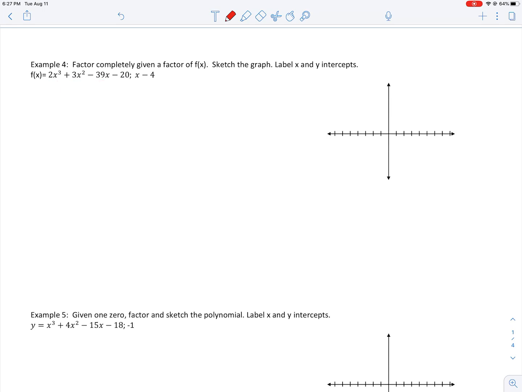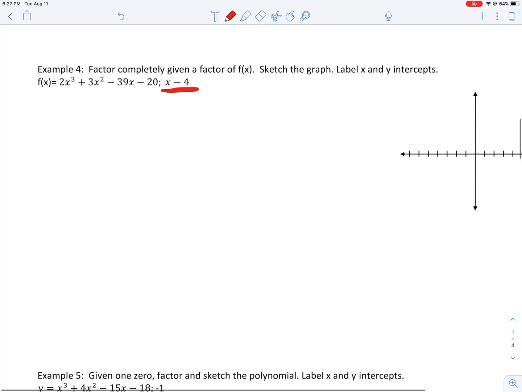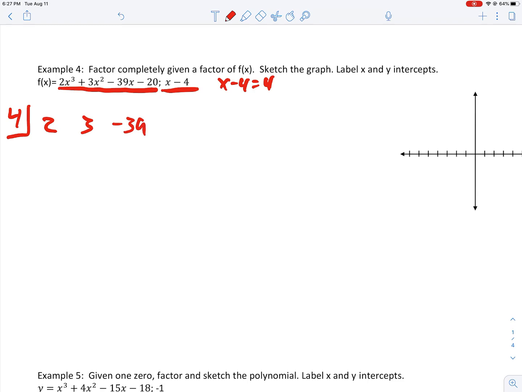So it tells me that x minus 4 is a factor. So I'm going to set that equal to 0. So I'm going to do synthetic division. So I look at my 4 terms there. It's in descending order. So this would be 2, 3, negative 39, negative 20.